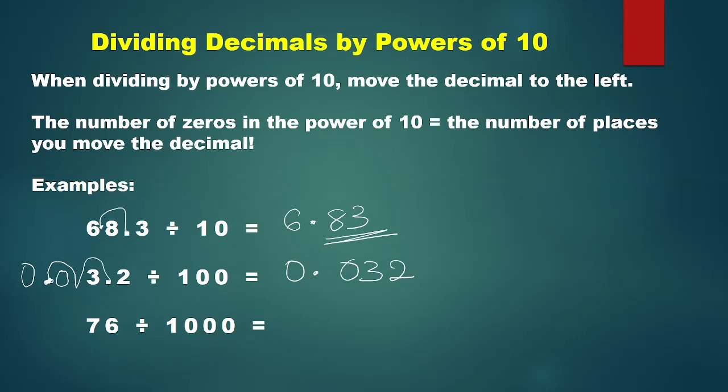This is 76. It's a whole number, and I'm dividing by 1000. Now, when you have a whole number, the decimal point is always at the end of the whole number. So I'm just going to move my point that is at the end 3 places to the left. 1, 2, 3. So my point is now here. Because this place is empty, I'll add a 0, and there must always be a number before the point. So I'll place a 0 there. So the answer to that question is 0.076. And that's the answer to the questions.